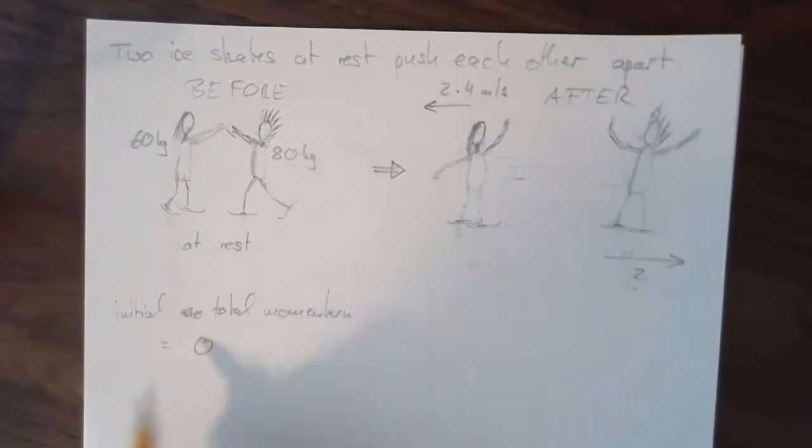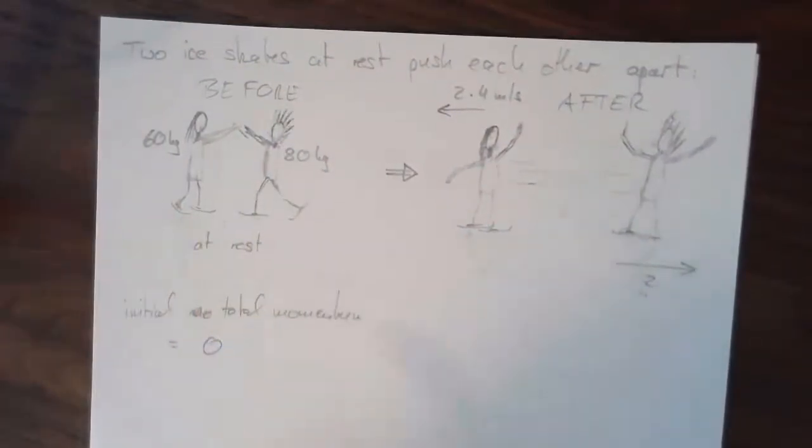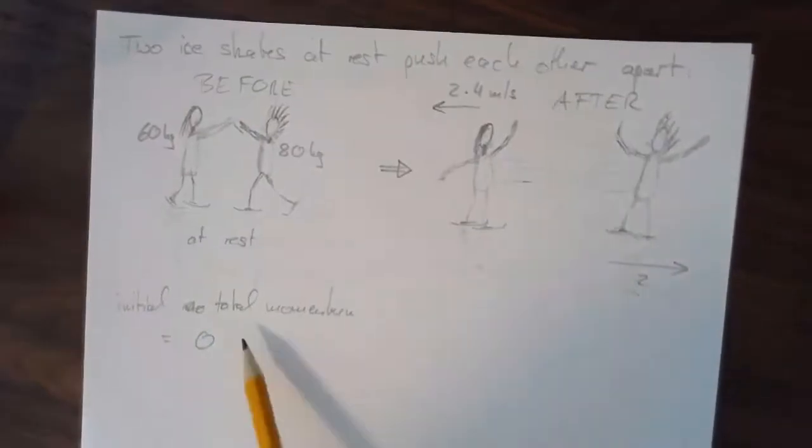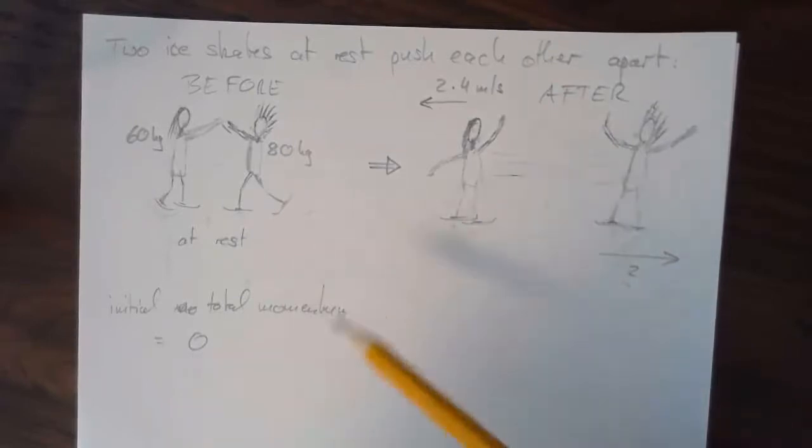Well, that's just going to be 0 because everybody's at rest. 60 times 0, 80 times 0. So how can anything be moving? How can I end up with any motion at all if the initial momentum is 0? There's no momentum to go around. Here it's important to remember that momentum is a vector.